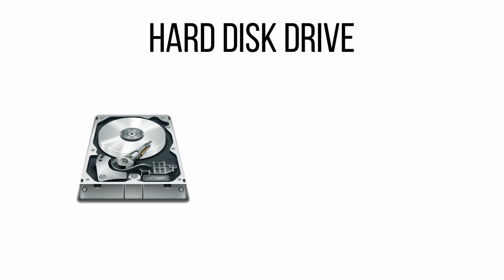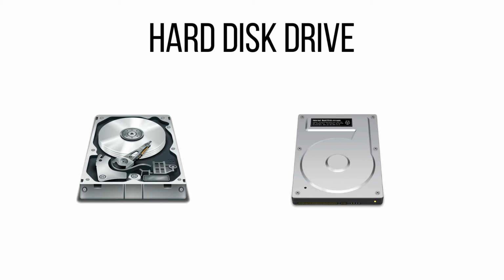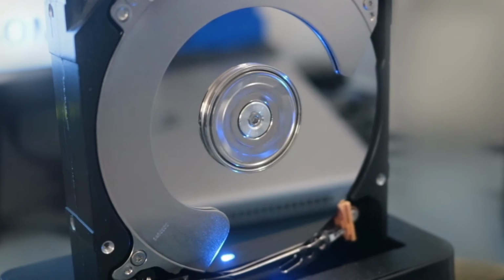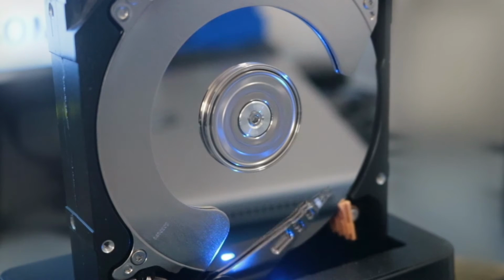Now, the internal version looks a bit like a record player, made up of a shiny disc called a platter, an actuator arm, and an air-sealed casing. So the platters will spin like records, while the arms will write data onto these platters with its magnetic head.